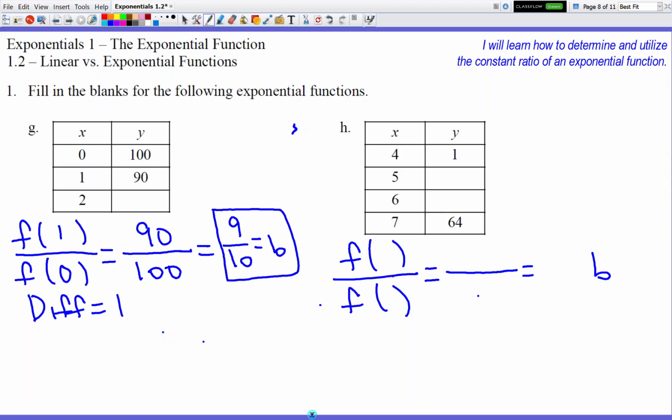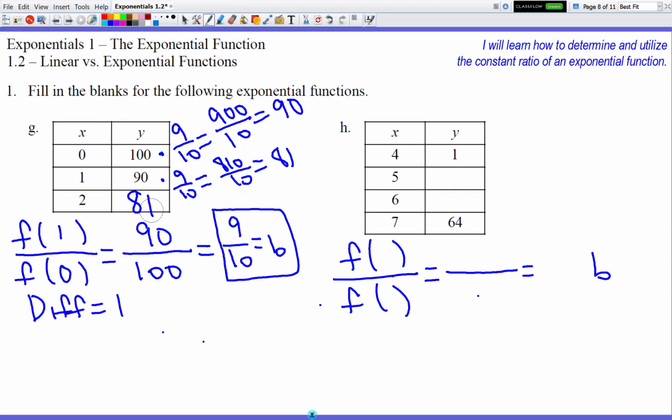This b value is important because it tells me how to get from one y value to the next. So 100 times 9/10 equals 900 over 10, or 90. Is that the next y value in my table? Yep. How do I get my next y value? Well, 90 times 9 over 10 equals 810 over 10, which is 81. So I put 81 here. That's why it's so important to get the b value, because it tells you how to get the next y value.